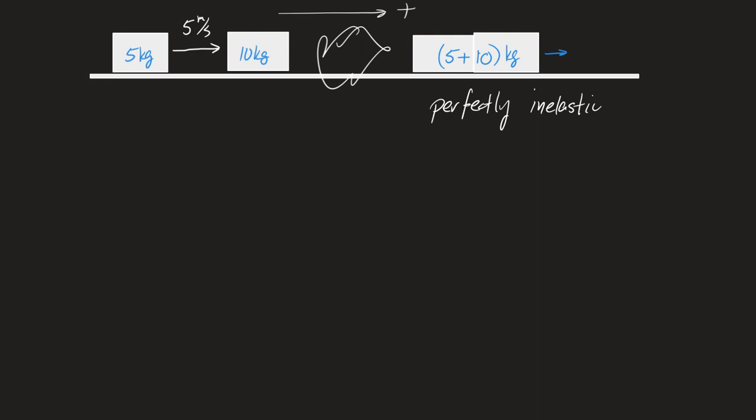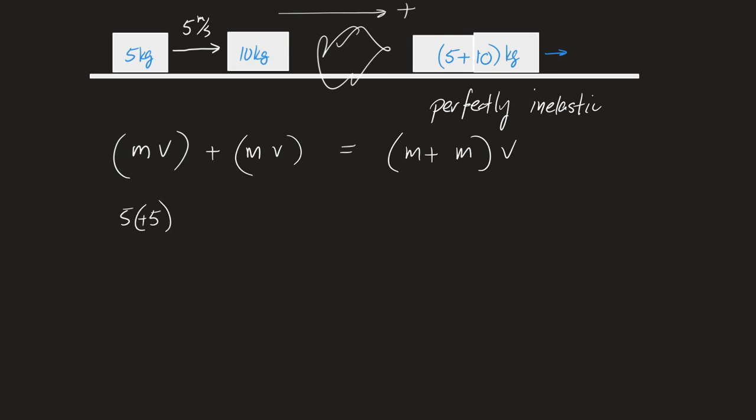Afterwards, list out the things with momentum on the left, set them equal to the things with momentum on the right. So, mv for the box that's moving plus mv for the box that's stationary equals (m plus m) times v. These objects have the same velocity. Join them together, give them one value for v. Perfectly inelastic collision. So 5 times 5 is positive, plus 10 times 0 equals 5 plus 10 times how fast are they moving together? Well, that's what we'll figure out.